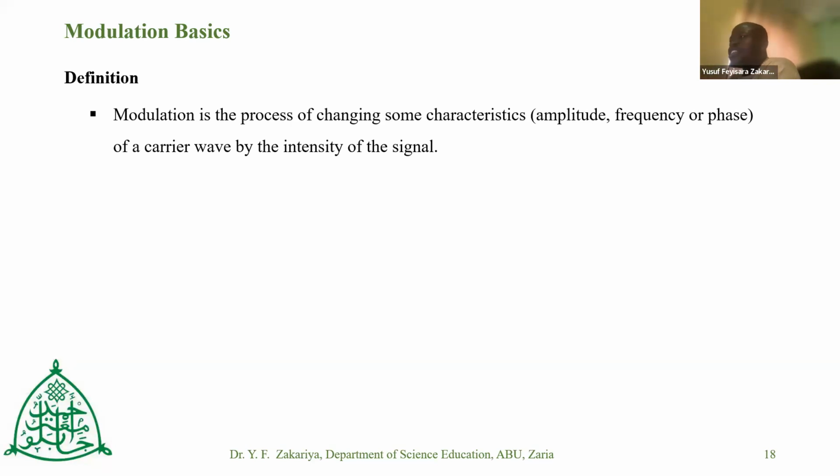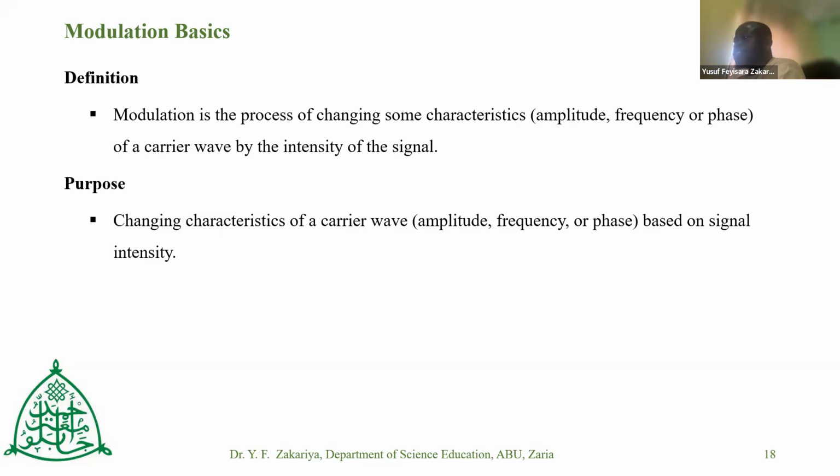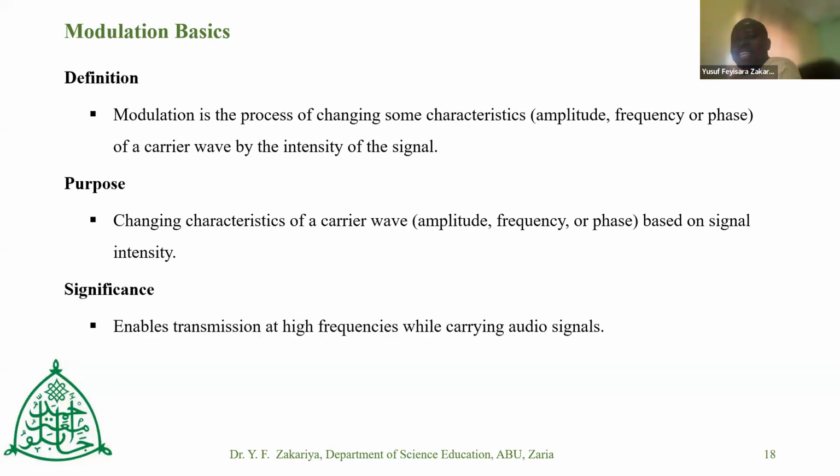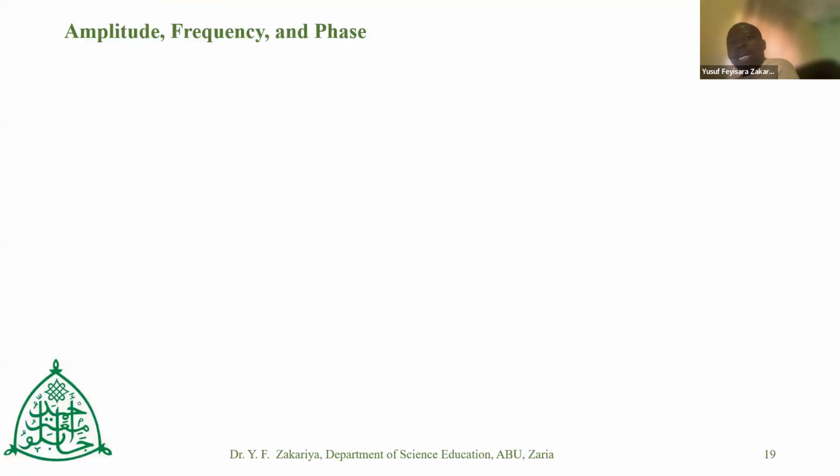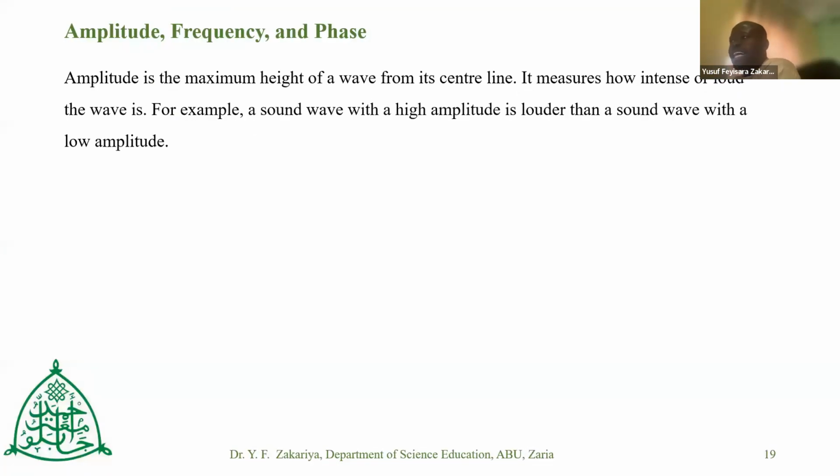So this process of changing the characteristics of the signal is what we call modulation. And these are basically on the amplitude of the wave, the frequency of the wave, and the angle, which we call the phase angle. Okay. The purpose is just changing the characteristics of a carrier wave based on the signal intensity, and it enables transmission at high frequency while carrying audio signals. Now, like we mentioned, the amplitude, the frequency, and the phase, this actually leads to the three types of modulation. So we have the amplitude modulation, the frequency modulation, and the phase modulation.